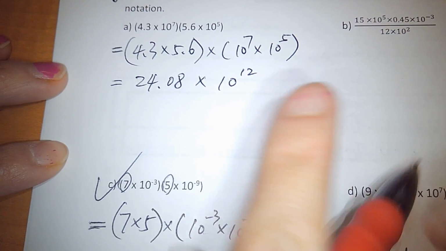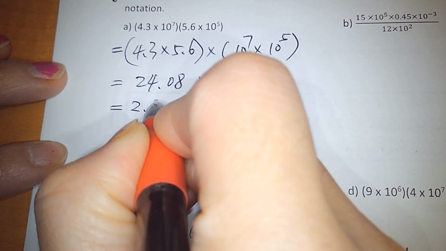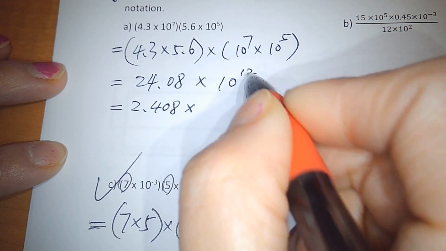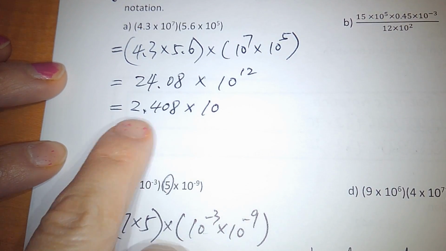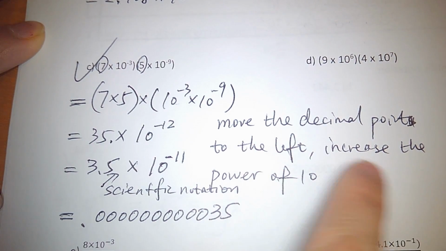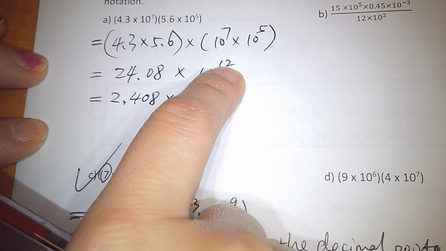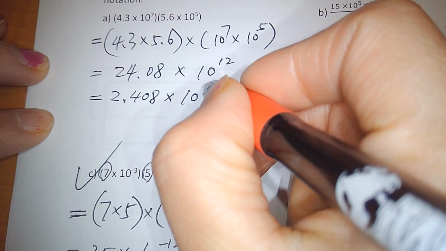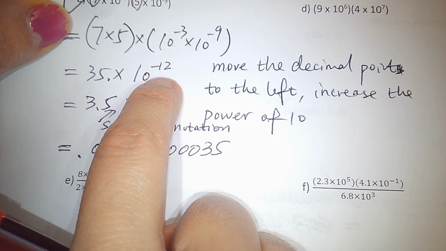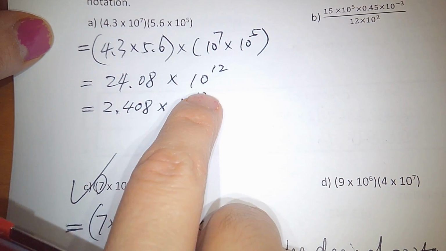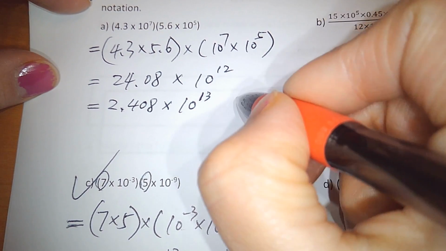I heard what you said. But is this number in scientific notation? No. So what should we do? Move the decimal to the left 1 time. Yeah, and then how do we do this exponent? Isn't it 10 to the 11? No. Move the decimal point to the left, increase the power of 10. Increase 12. Oh, 13? Yeah. Because previously, this is negative 12, right? Negative 12 plus 1 is negative 11. Here, positive 12 plus 1 gives us what? 13. Okay? This is in our scientific notation.